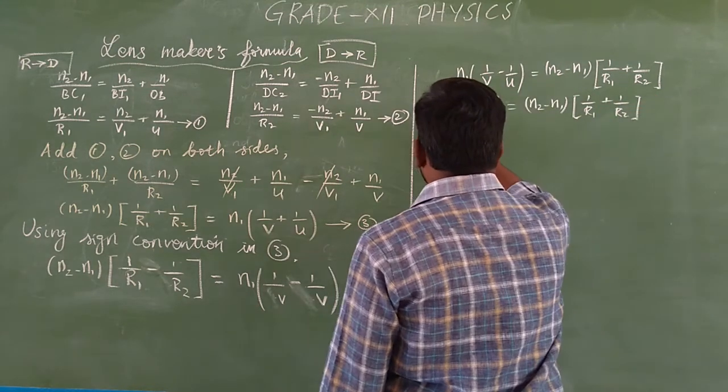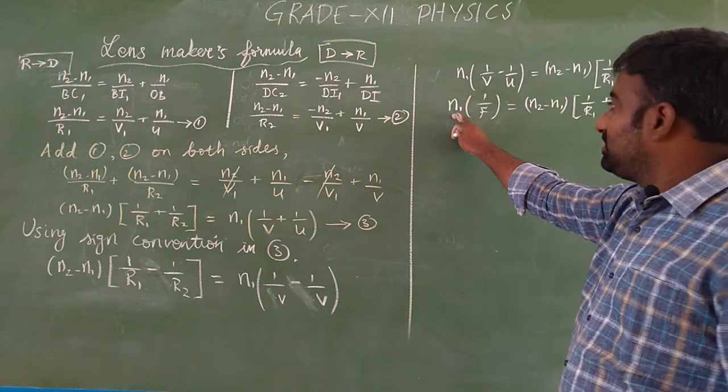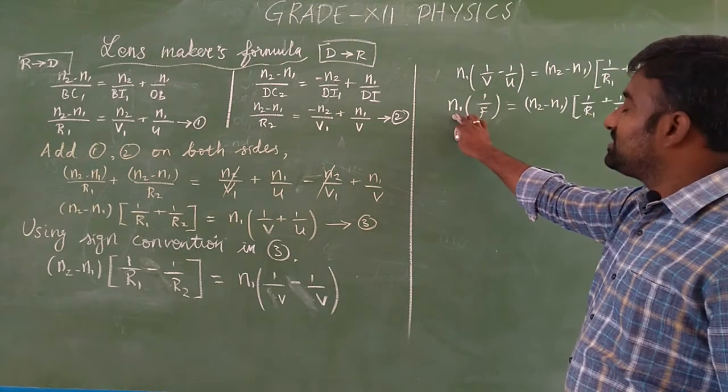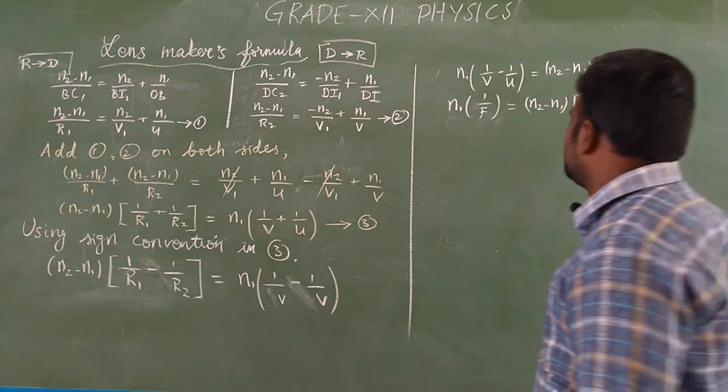Now this multiplication term, that is the first refractive index, the external medium, you transfer to the right hand side. What you will get?